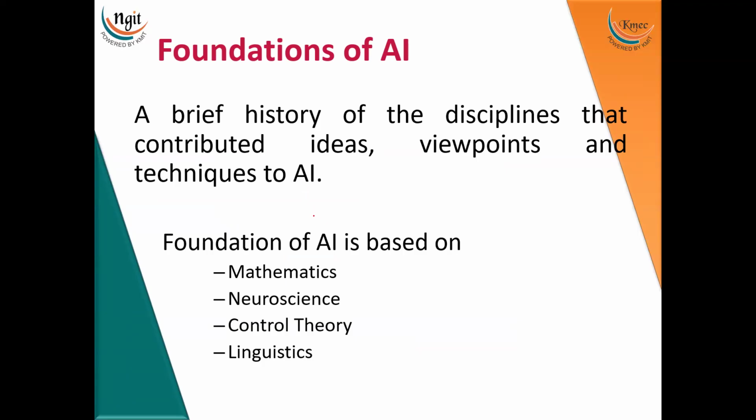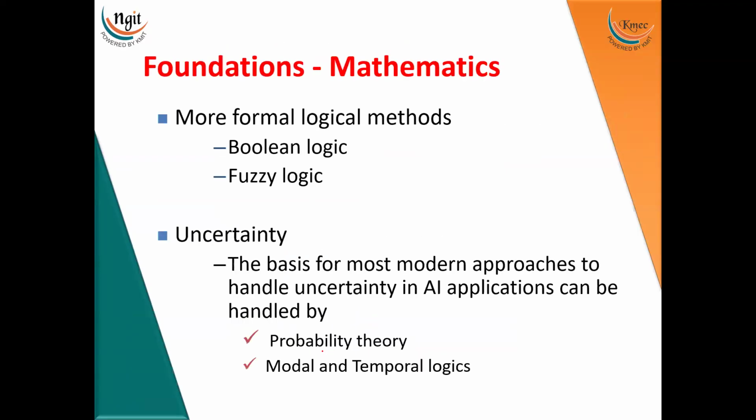And this foundations of AI is mainly based on four things: mathematics, neuroscience, control theory, and linguistics. Let us discuss one by one what all these disciplines are. Coming to mathematics, we know that the very basic foundation of AI or ML, DL, whatever we take, is mathematics. In that, we are going to discuss Boolean logic and fuzzy logic. And there comes into the picture one more thing, that is uncertainty. Uncertainty is handled by probability theory, which again is a foundation we require from mathematics.